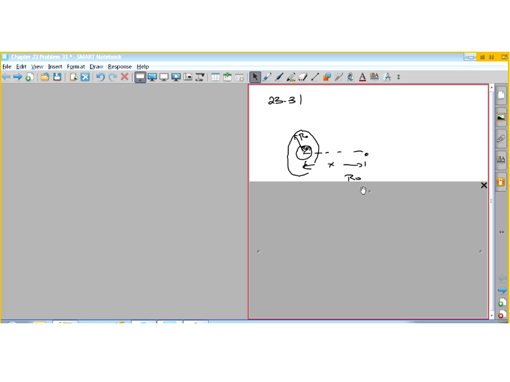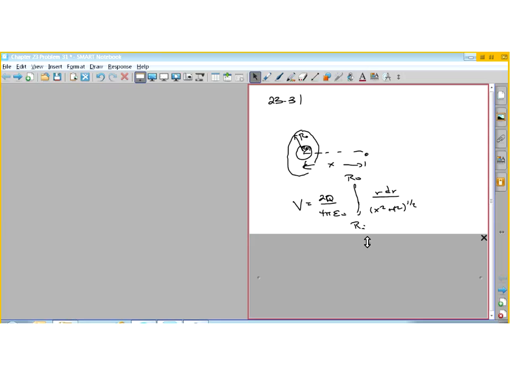Okay, this is problem 31, chapter 23. It's very similar to the problem that we had gave the recording for, where it was the potential due to a charged disk. What they're asking for is the potential due to a disk with a hole in it.